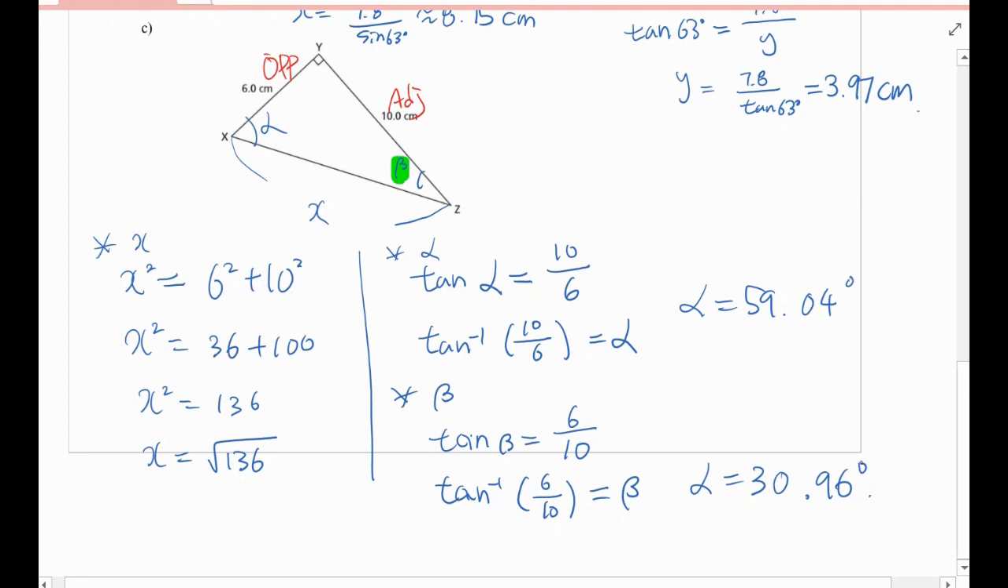Okay, so this is how you find each side and each angle. Today we learned how to solve a triangle. Okay, so that's it for this section. Let's move to the next section.